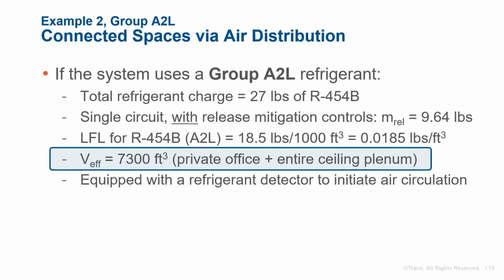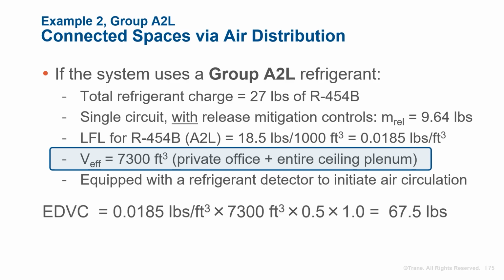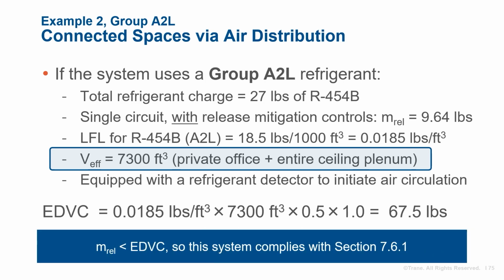And finally, we could change to a ducted VRF terminal. Then, the combined volume of this private office plus the entire ceiling plenum increases the EDVC to 67.5 pounds. Even without the safety shutoff valves, the releasable charge is only 27 pounds. Either way, this is lower than the new EDVC limit, and the system complies with Section 7.6.1.